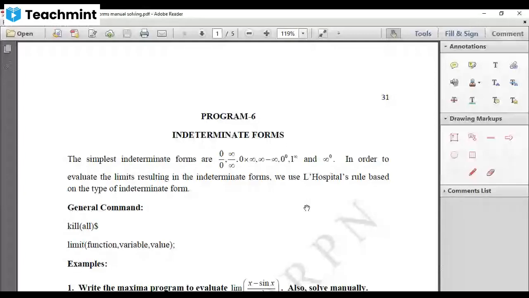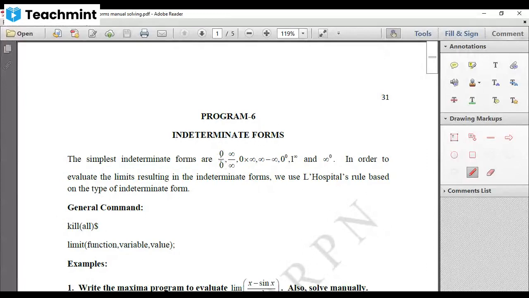Hello everyone. In today's class, we're going to learn how to write a Maxima program for evaluating indeterminate forms. As we all know, the simplest indeterminate forms are 0 by 0, infinity by infinity, 0 into infinity, infinity minus infinity, 0 to the power of 0, 1 to the power of infinity, and infinity to the power of 0. See why these are called indeterminates.